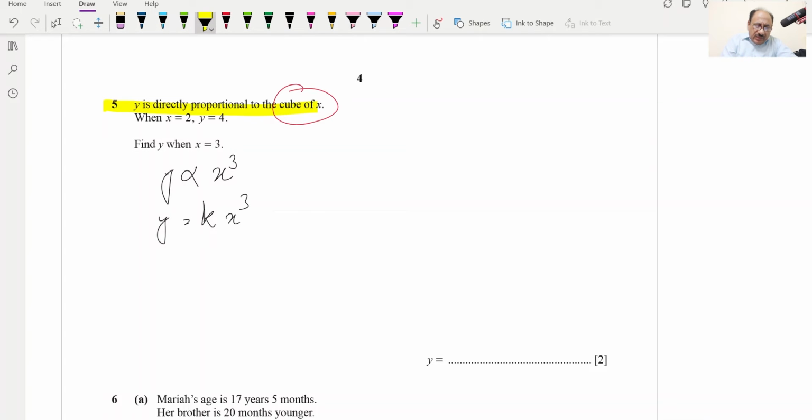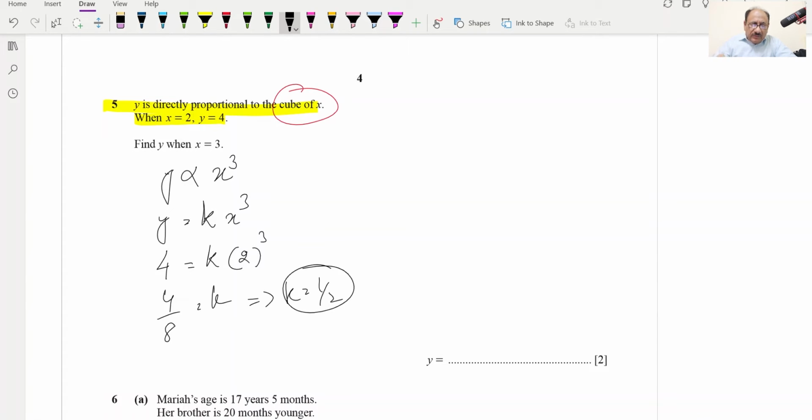Then they are saying when x is equal to 2, y is equal to 3. So sorry, y is equal to 4. So this will be 4 is equal to k, and x value is 2 cubed. So it means 4 over 8 is equal to k, and this implies k is equal to 1 by 2. This k is equal to 1 by 2 value we can replace in this equation, and we will get y is equal to 1 by 2 x cube.